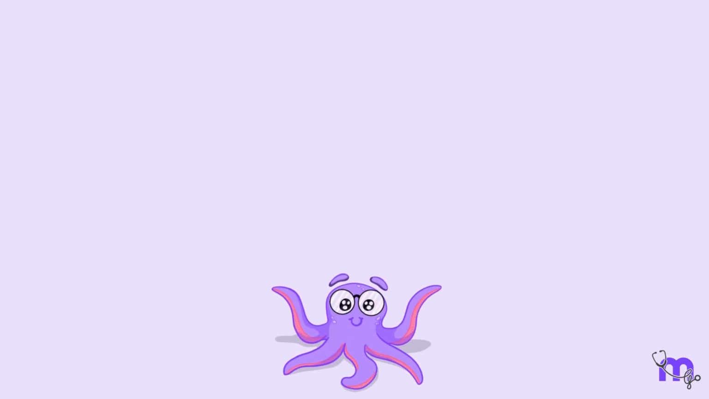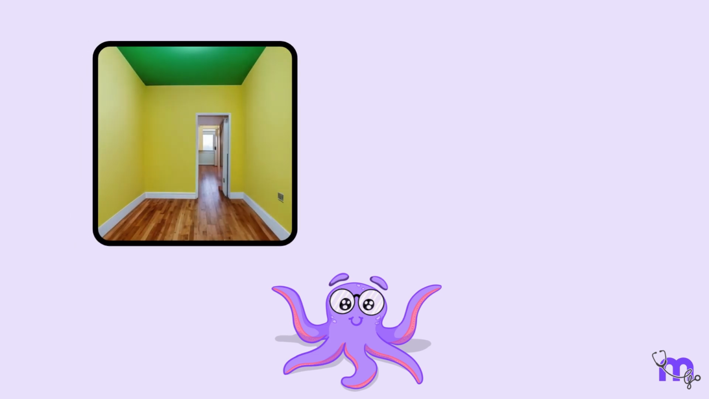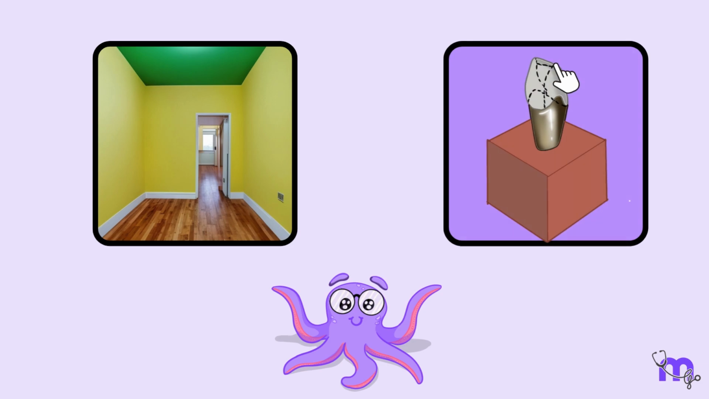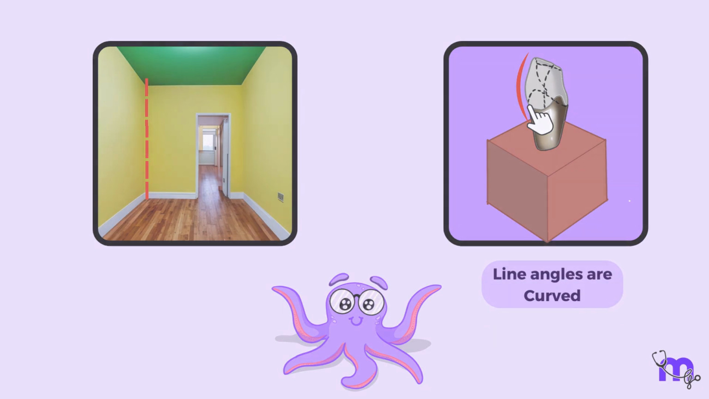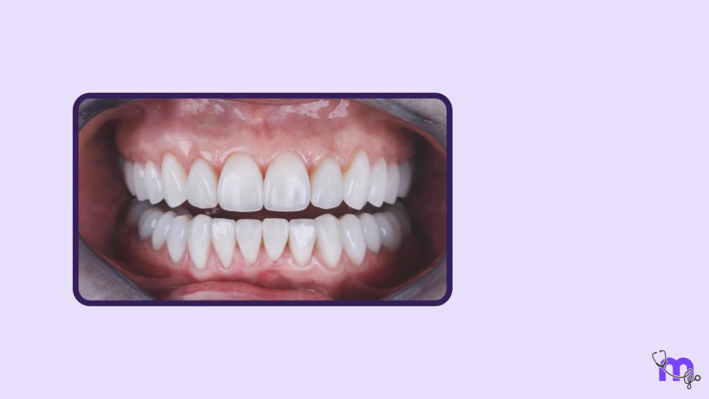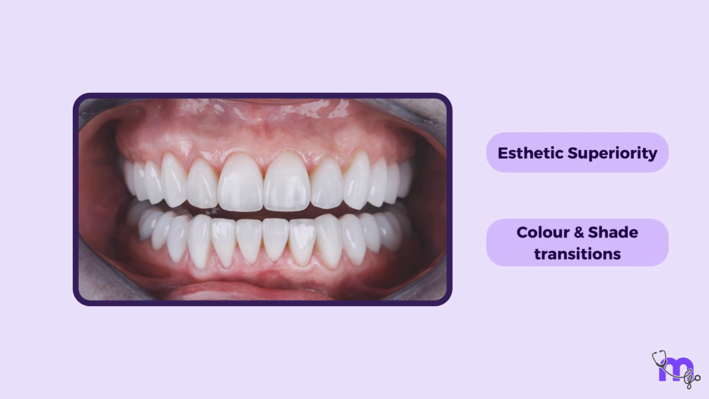It is important to note that although we used an analogy of the room for line angles, the tooth surfaces are not very well defined. They are curves, so the line angles are also curved. These are extremely important to be reproduced for aesthetic superiority and color and shade transitions.